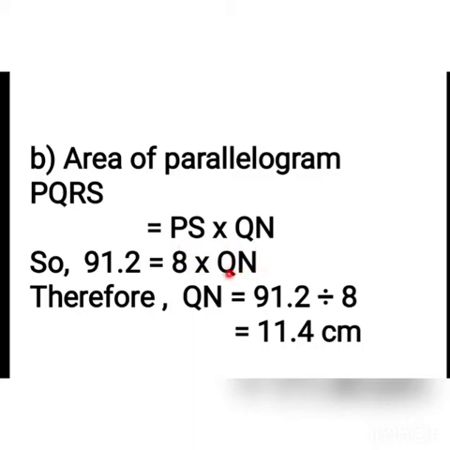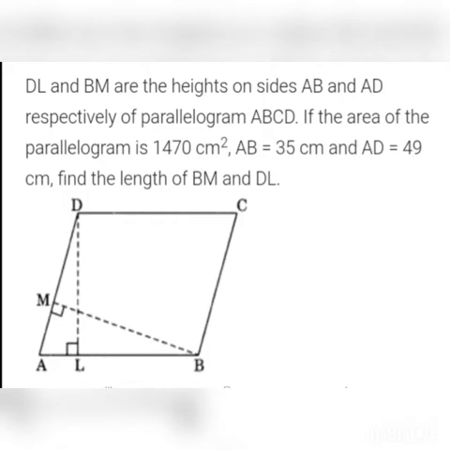How will you find QN now? Solving for QN, 91.2 divided by 8. The length of QN is equal to 11.4 centimeter. In this way, we have to find the length in the second question.